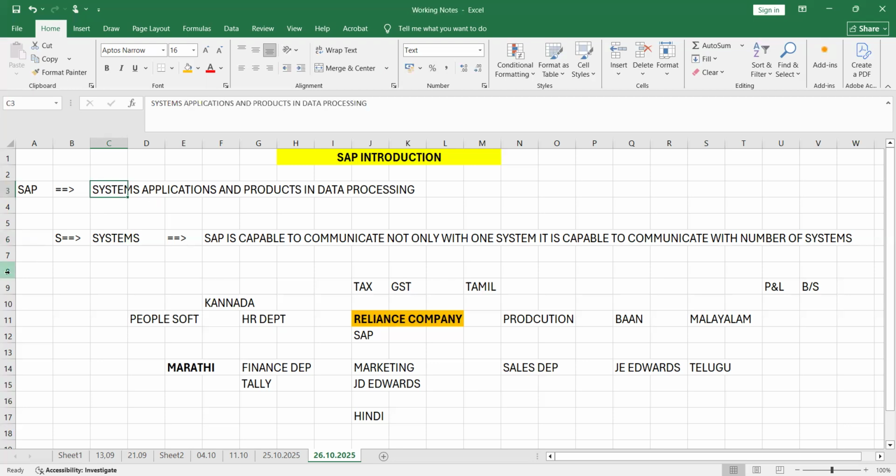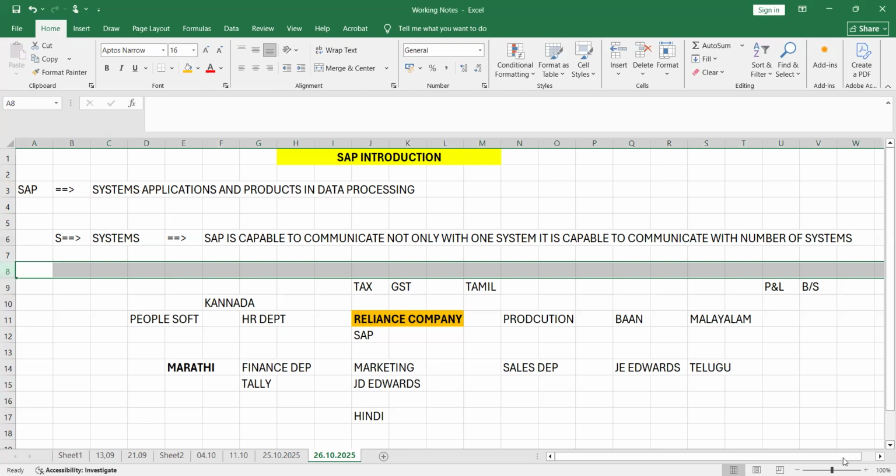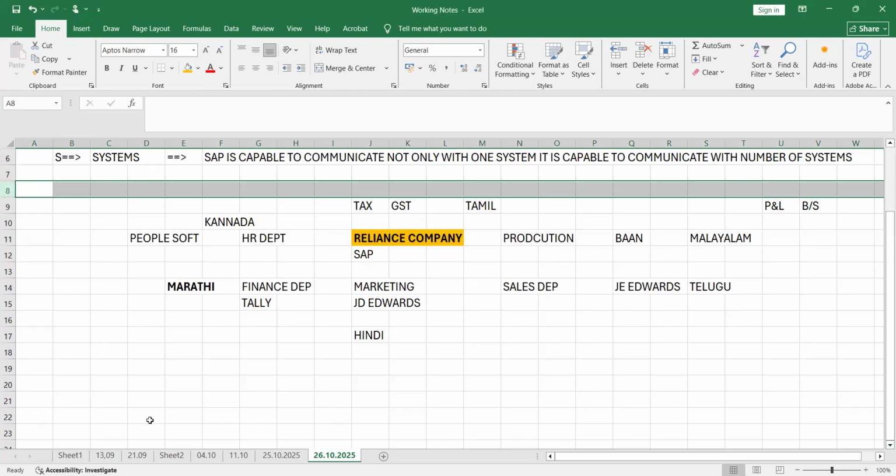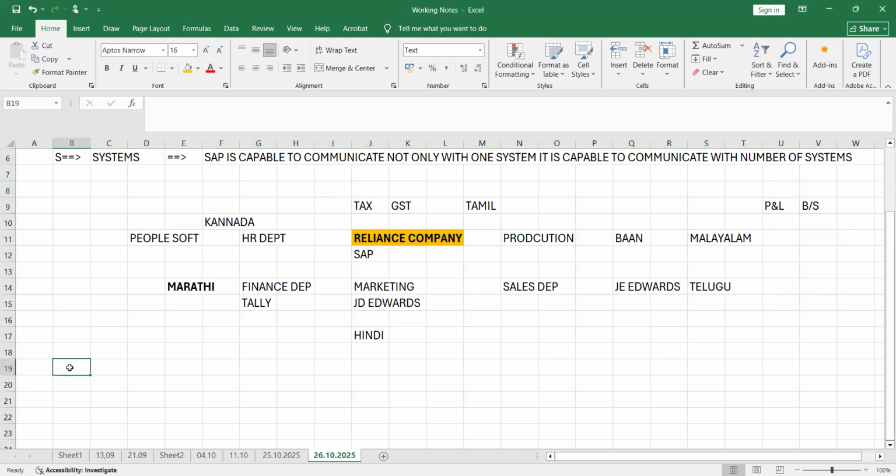And next one, what do you mean by applications? A stands for applications. So what do you mean by applications? As I said, applications are nothing but departments.